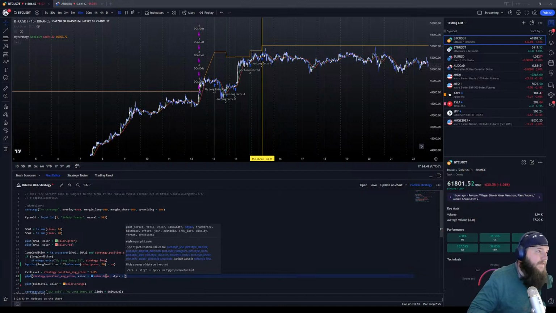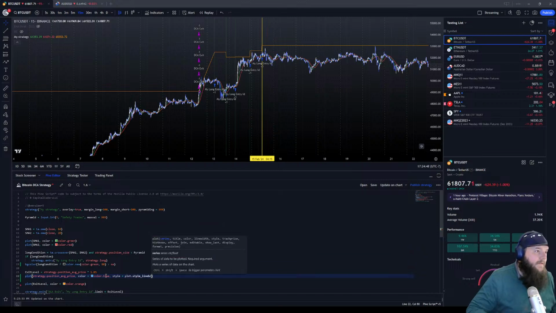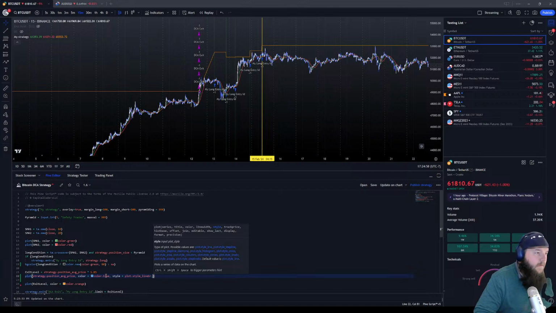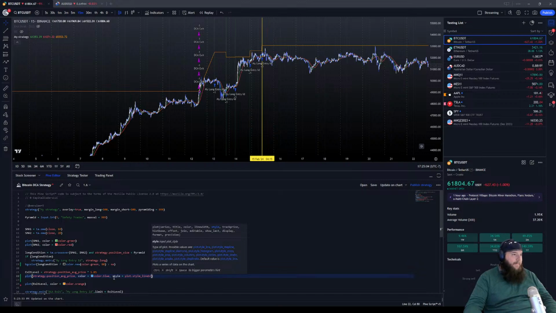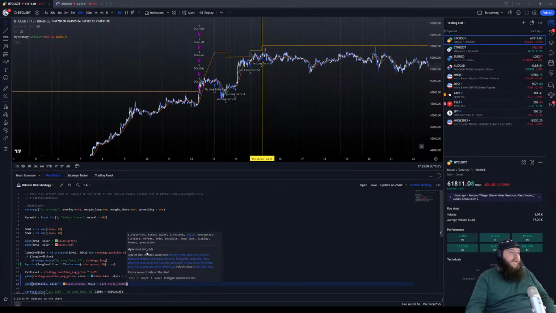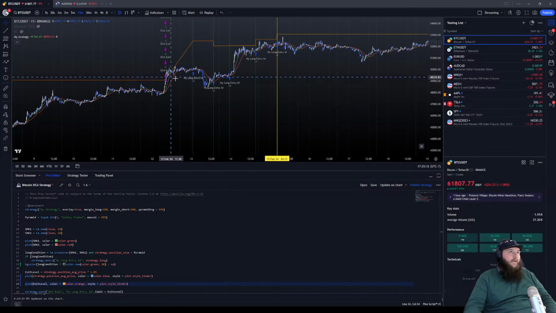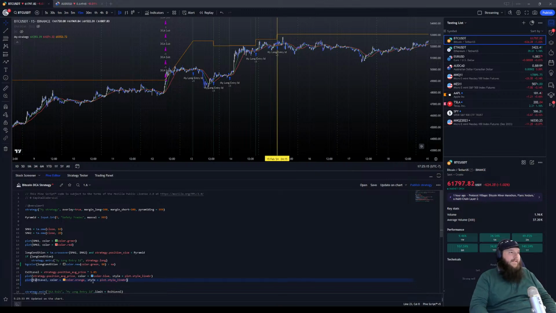Plot this in a style. Plot style line BR. I think that's all I want. I'm actually going to copy the style over here. This style, so I said earlier, remember the exit level will not plot as long as we're not in a trade.